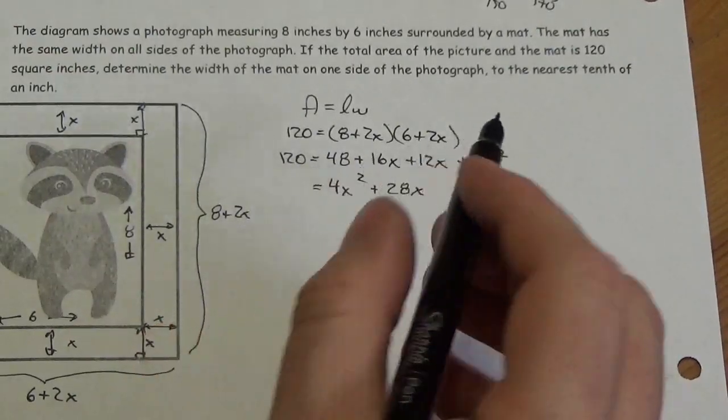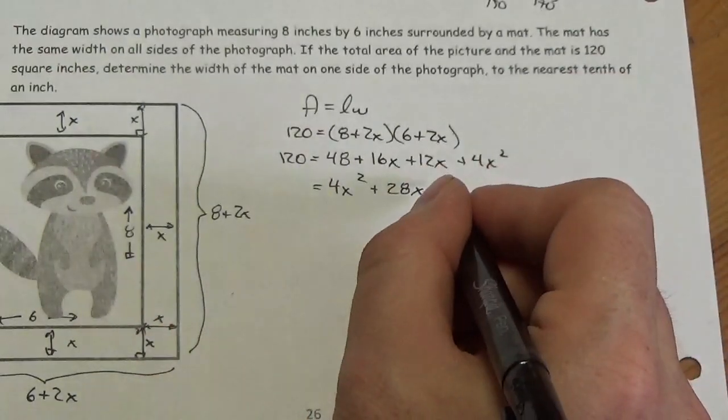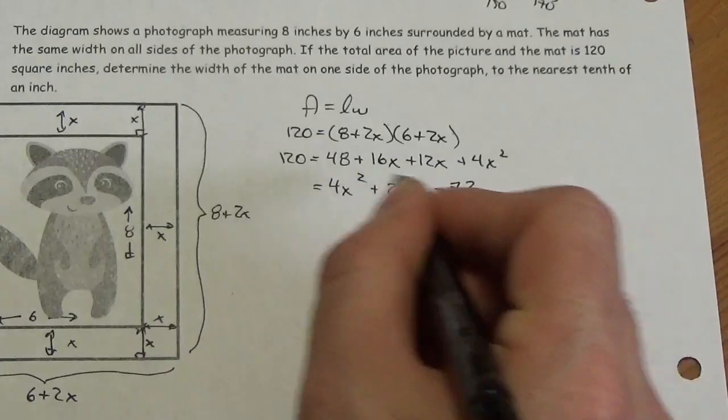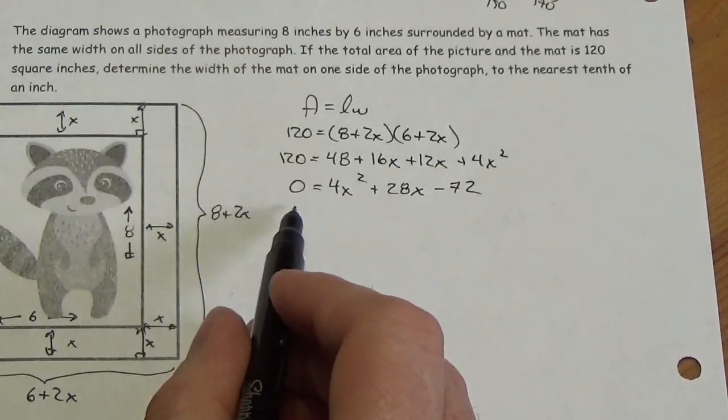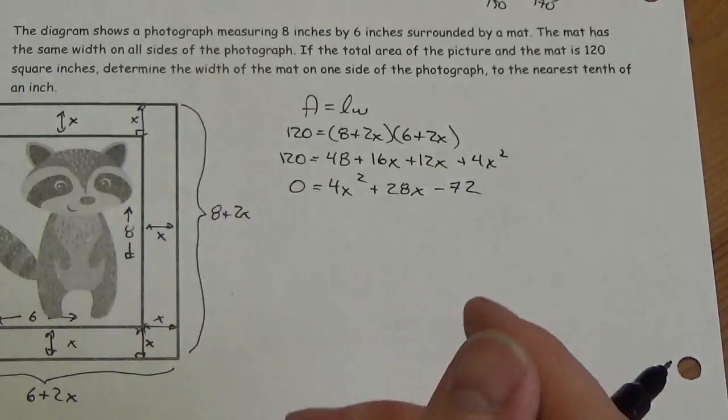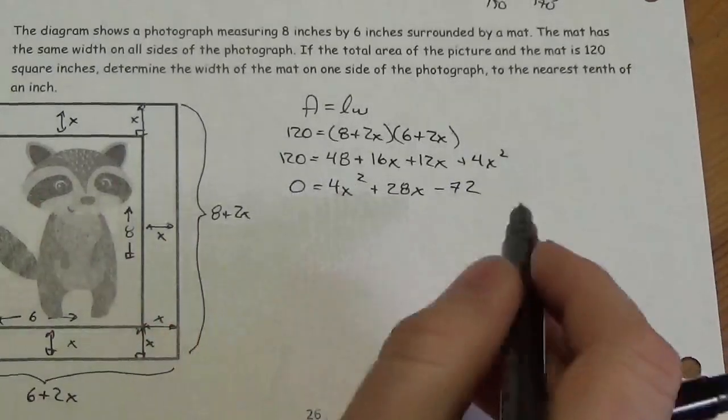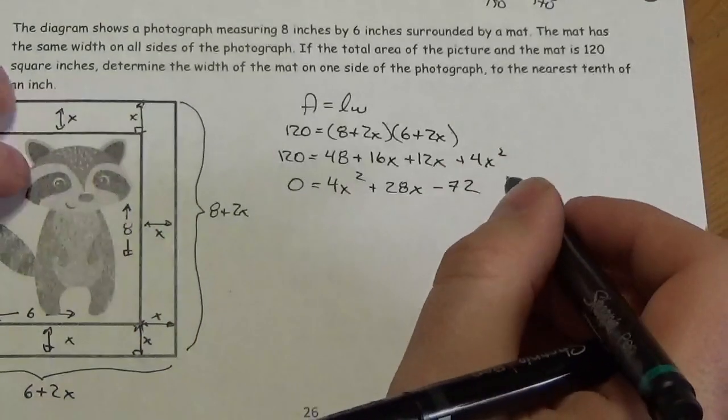And I'm going to bring the 120 over, and the difference between those, when I bring that over, is going to be negative 72. And I've left a 0 on the left-hand side. This is awesome. That's looking quite nice.